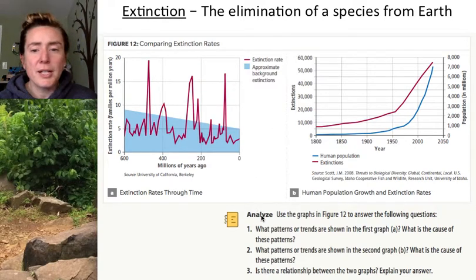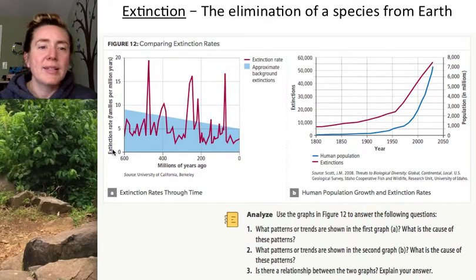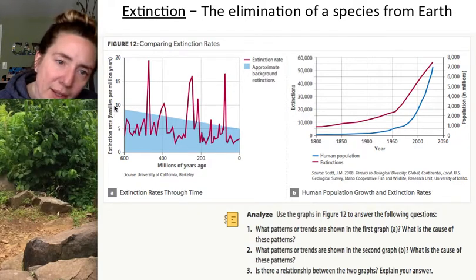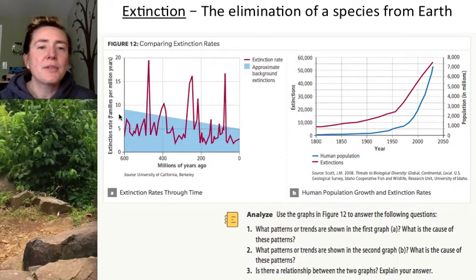So this is in your textbook. It asks what patterns or trends are shown in the first graph. If I'm looking at graph A, it says extinction rate of families per million years. So this is of the different animal families per million years, and this is of million years. This is going to show you these really high extinction rates that have happened throughout our Earth's lifetime.